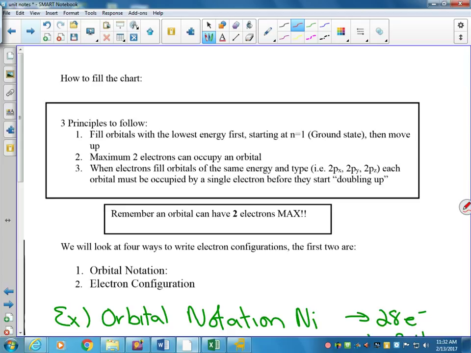Now, how to fill the chart. You fill orbitals with the lowest energy, the ground state, and move up. You can only have 2 electrons per orbital, or per line, or per circle. And when you're filling electrons, you fill orbitals of the same energy level, so you fill horizontally across. So you put 1 in px, 1 in py, 1 in pz, and then you come put the second one in px. Okay? Orbitals can have a max of 2 electrons. We're going to look at how we can write these electron configurations, and I'm going to show you multiple different ways.